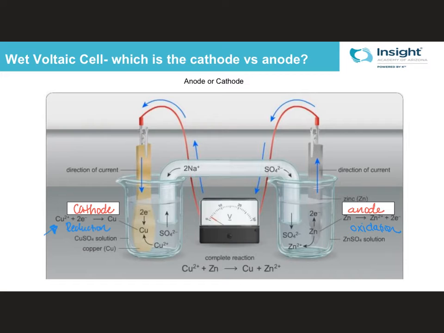A couple other components to make note of: there's this salt bridge in the center here. What this salt bridge does is, as these electrons travel through the wire, we are losing some negative charge in this beaker. So these sulfate ions transfer in to offset that loss of negative charge. And then on the other side, those electrons are going to come in, and we're gaining some extra negative charge. So sodium 2 plus, 2 of them, come over to offset that increase in negative.